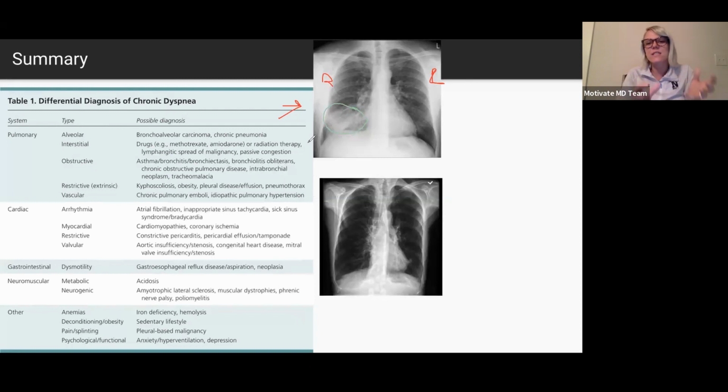Okay, it looks like it's on the right side. We might call that right lower, maybe right middle there, but it looks like probably right lower lobe pneumonia. That patient may come in with cough. They may come in with shortness of breath. So that's right along our theme today.